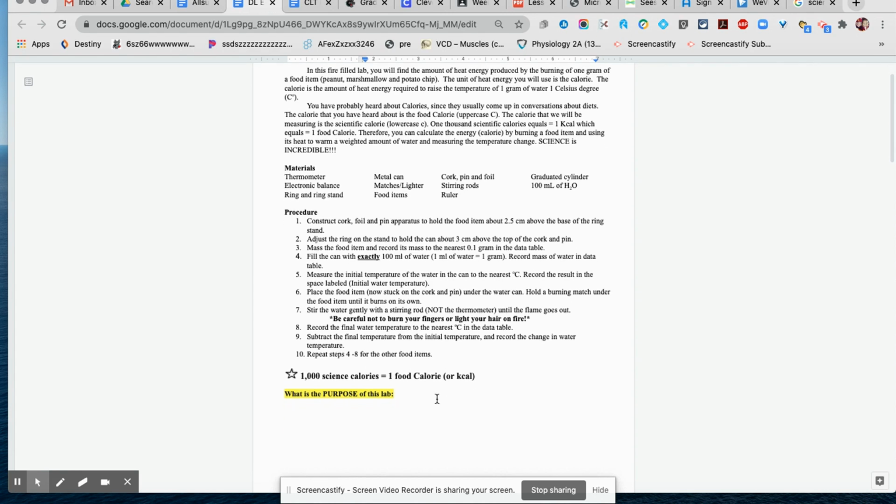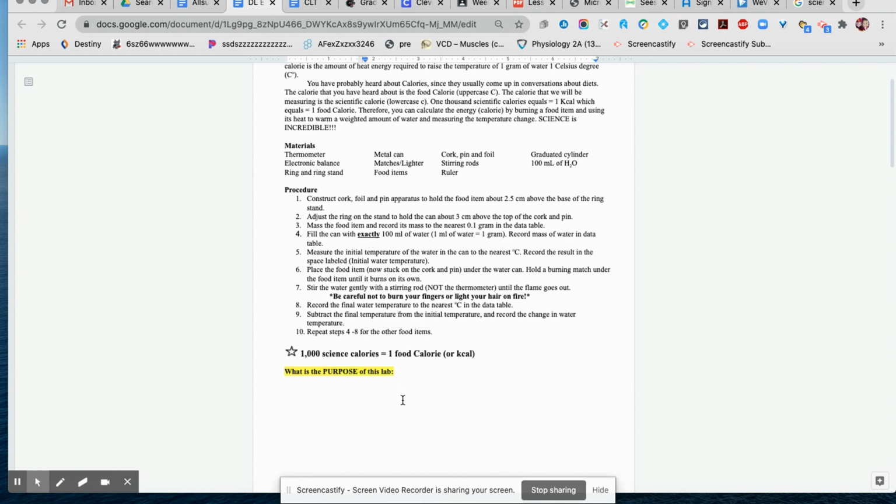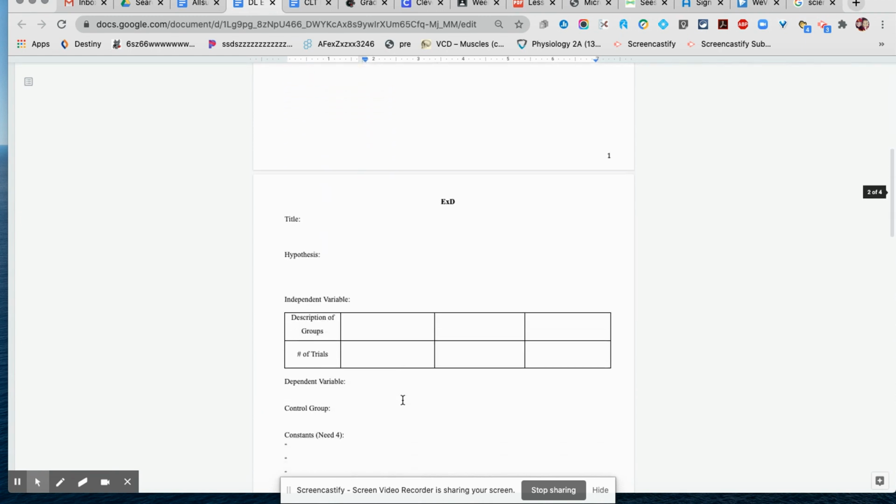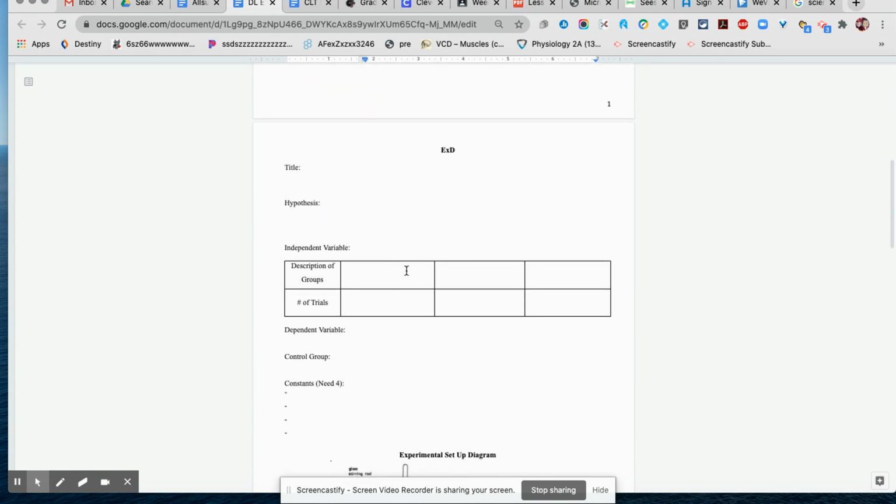Okay. Before you get started, you want to answer, why are we doing this? What are we trying to determine? And you want to fill out your EXT, right? We're comparing 3 things. What are those things? How many trials will there be? What's the difference between my groups? What are we measuring? Which group would be a control group?